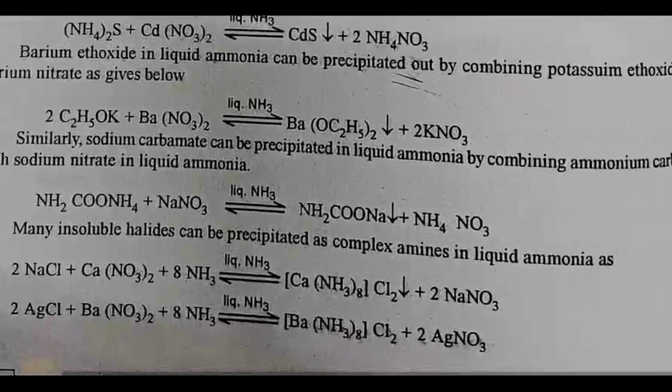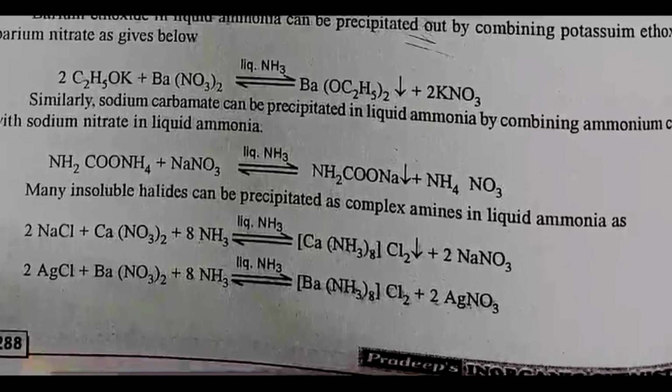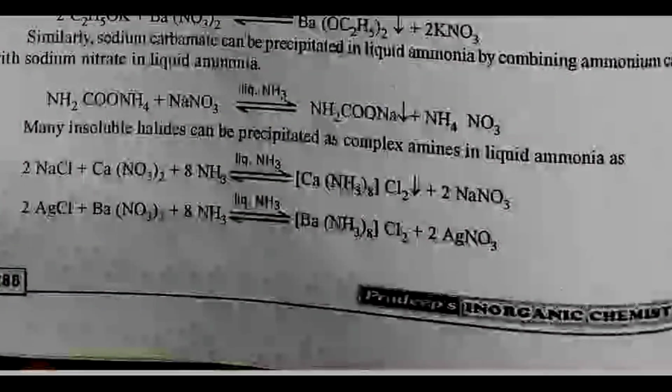Barium ethoxide in liquid ammonia can be precipitated out by combining potassium ethoxide with barium nitrate as given below. 2C2H5OK plus Ba(NO3)2 in liquid ammonia gives Ba(OC2H5)2 plus 2KNO3. Similarly, sodium carbamate can be precipitated in liquid ammonia by combining ammonium carbamate with sodium nitrate. NH2COONH4 plus NaNO3 in liquid ammonia gives NH2COONa plus NH4NO3.